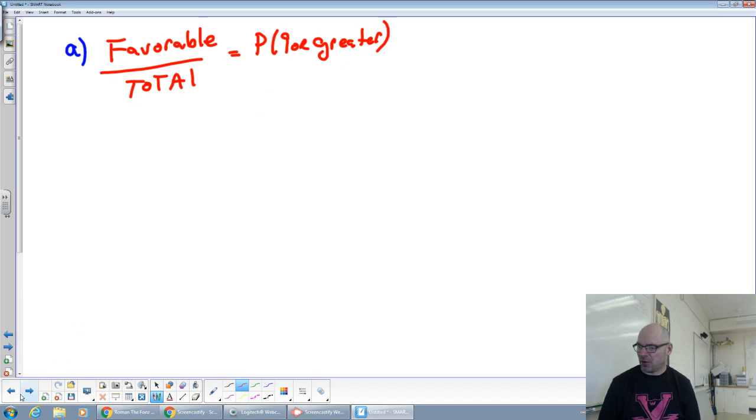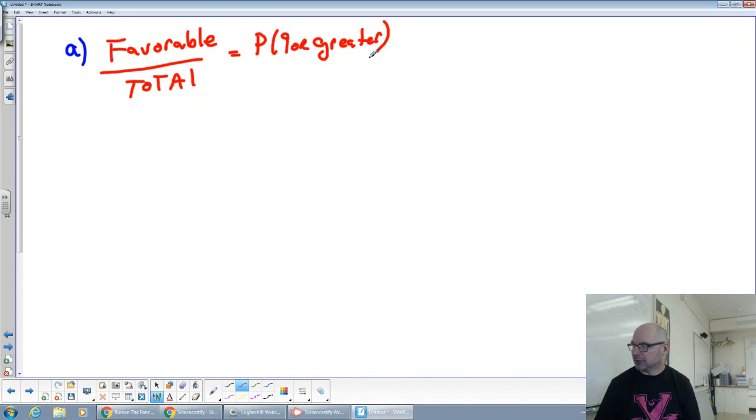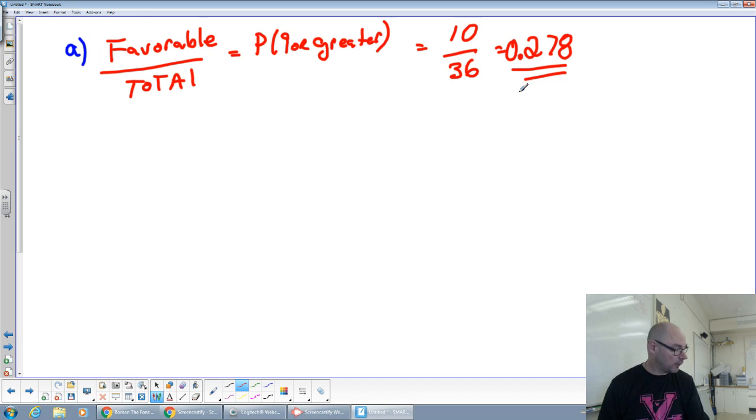Okay, so let's go count how many it is. 1, 2, 3, 4, 5, 6, 7, 8, 9, 10. So this is equal to 10 over 36. Okay, we can reduce that down, or we can divide it out to 5 over 18, which as a decimal number is 0.278. Okay, so that's the first one.